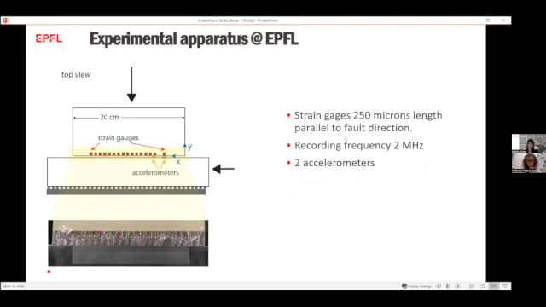What about the sensors? We had strain gauges placed all along the fault in order to measure the deformation along the fault and to track the rupture fronts, nucleation and propagation. They were recording at a very high recording frequency of 2 megahertz. On top of that, we also had 2 accelerometers on the right side of the fault that allowed us to measure acceleration and to estimate slip and slip rate of our ruptures.